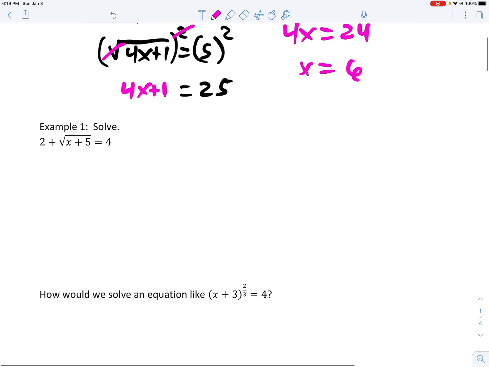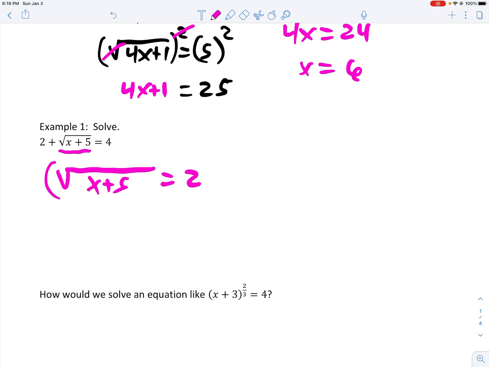Okay, so if you're looking at example 1, what I want to do is isolate that radical. I want to get everything on one side and the radical on the other, so I can square both sides to get rid of it. So I'm going to subtract 2 from both sides. Then now I can square both sides, and I get x plus 5 on the left and 4 on the right. So subtract 5 and I get negative 1.